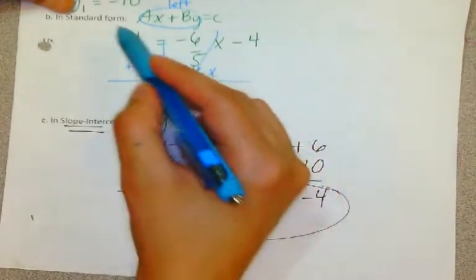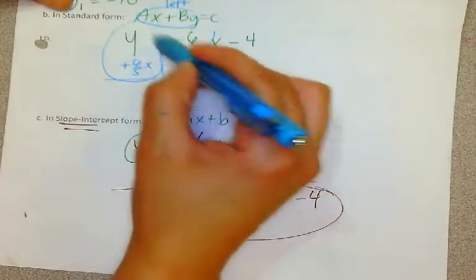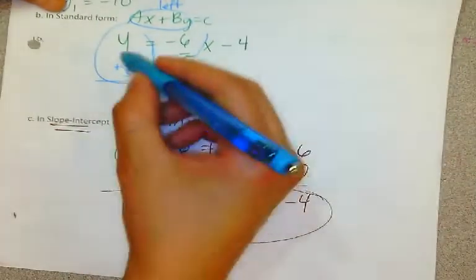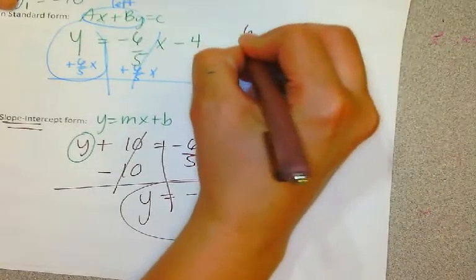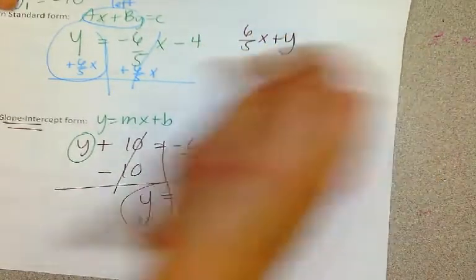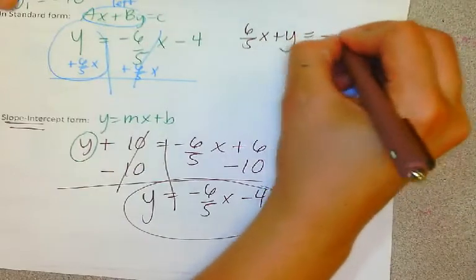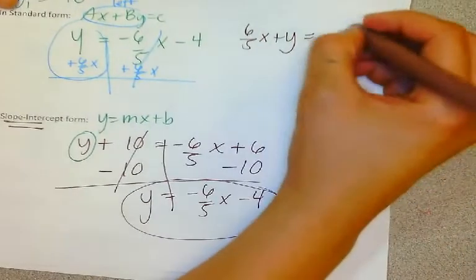Here I'm going to run out of room, so I'm going to write it on the side. So this together, I cannot combine like terms. And remember, I want the x first. So I'll write the x first. So I have 6/5 x plus y, because the y is positive, and it equals negative 6. Or sorry, negative 4.